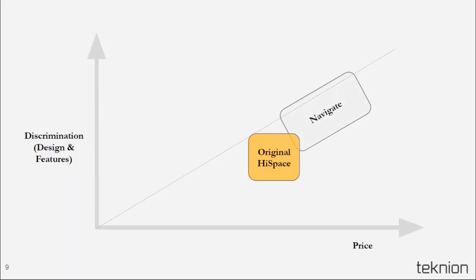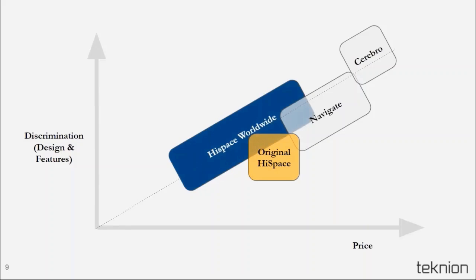If you look at Navigate, we're trying to make sure that we're understanding where Navigate positions against hiSpace. Navigate tends to be a little bit higher feature set and obviously higher price. I think that Cerebro, when it's combined with Navigate, is probably slightly above the line from a discrimination and features point of view, given the price. So it's more of a correctly positioned product now. New hiSpace is designed to be fairly wide ranging from a discrimination point of view. It covers a fair high range on the discrimination scale, and it covers a fair range on the price scale. So these are the combinations of design and function.